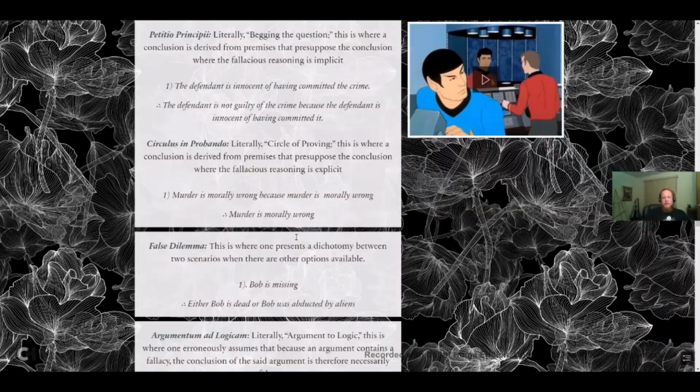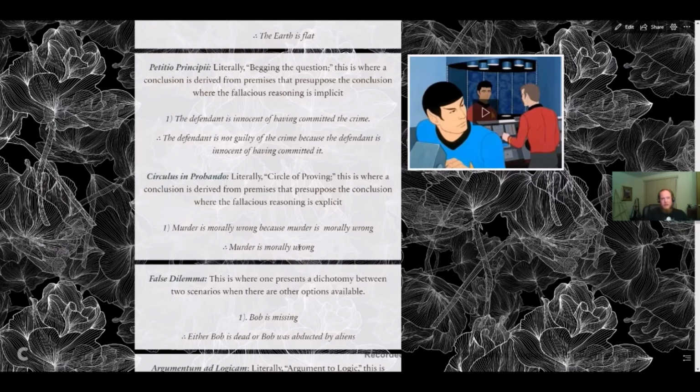The next two are kind of cousins of each other. Petitio Principii and Circulus in Probando. Both of these are examples of circular reasoning, where you're basically saying the same thing twice. I distinguish between them by saying begging the question, or Petitio Principii, is where you've already proven what you want to say, therefore you're not proving anything, and it's kind of implied. You're kind of hiding it in begging the question.